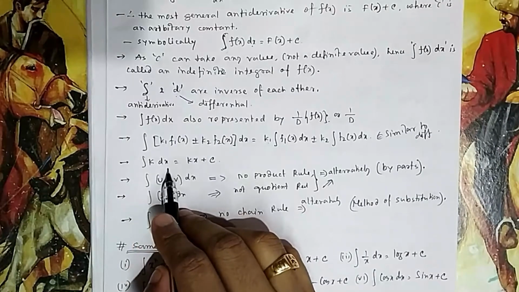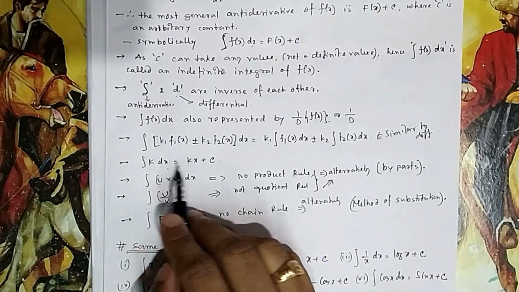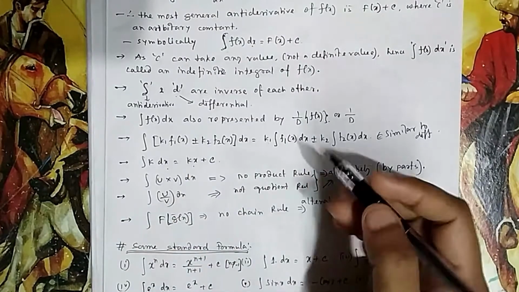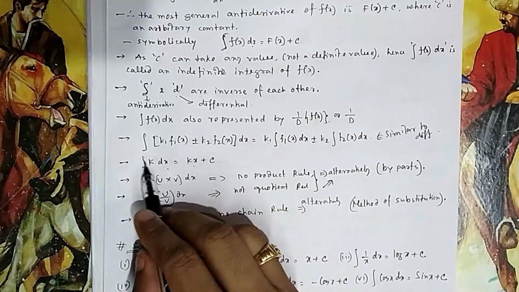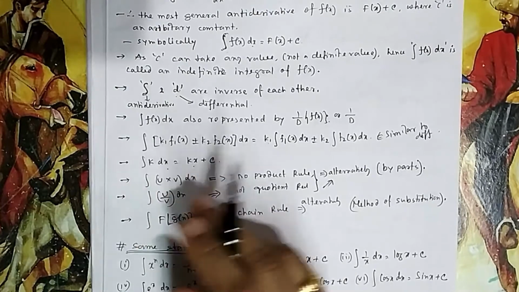Integration of k is, if you take k out, integration of 1 is x, because differentiation of x is 1, so integration of 1 will be x. So that's why k is taken out, integration of 1 is x. So it is kx plus c.